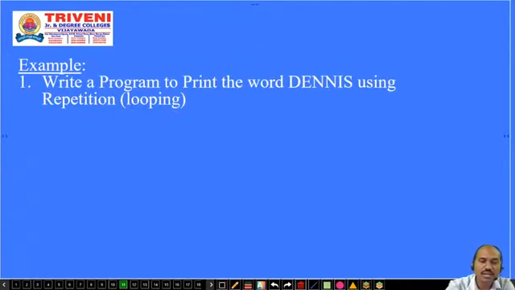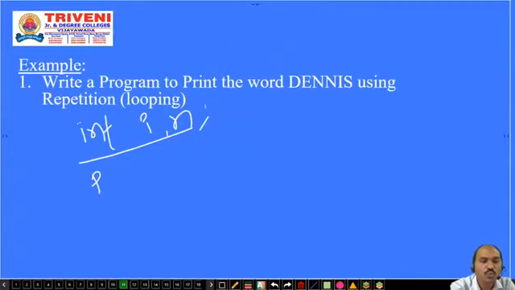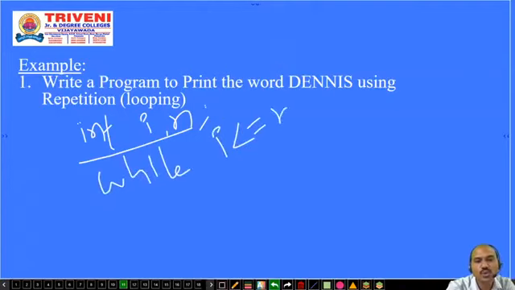Okay, so here we have to take in the two variables: integer n, integer i comma n. Two variables are there. After the declaration, we have to take in the while statement: while i less than or equal to n.